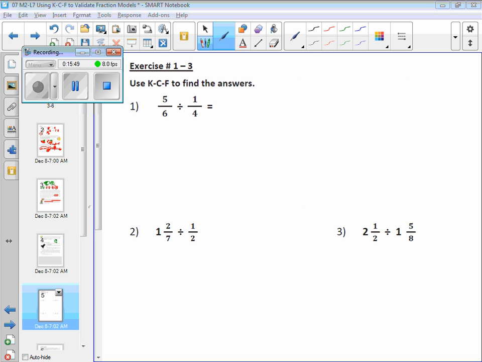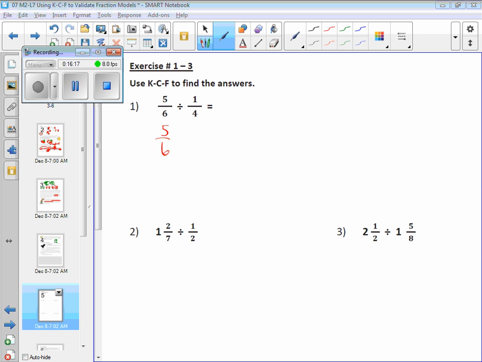Here's how I want you to show your work every single time. It just makes it easier to follow. Ready? 5/6 divided by 1/4. Keep means keep the first fraction exactly the same. So right underneath it, rewrite 5/6. I don't want it off to the side. I want you to build from the top down. It's the easiest way for us to follow it.